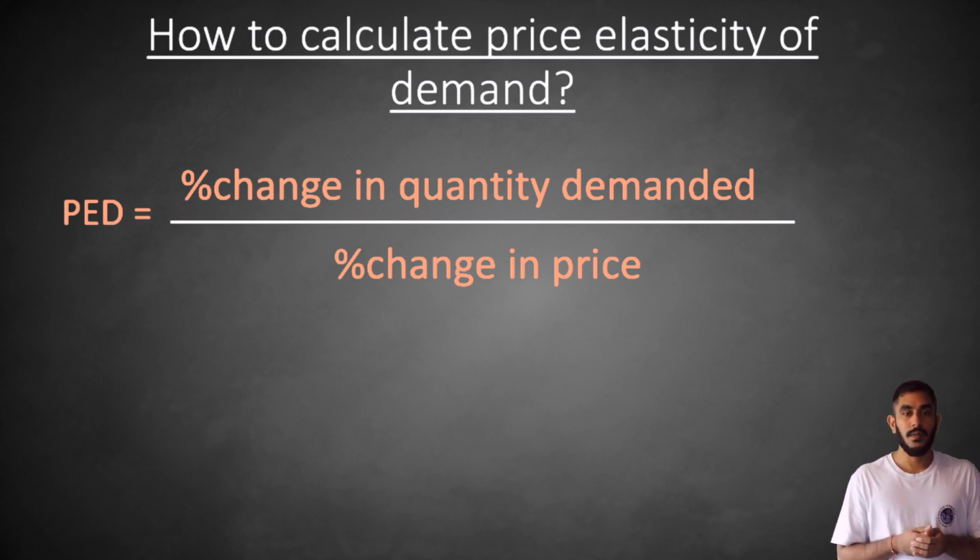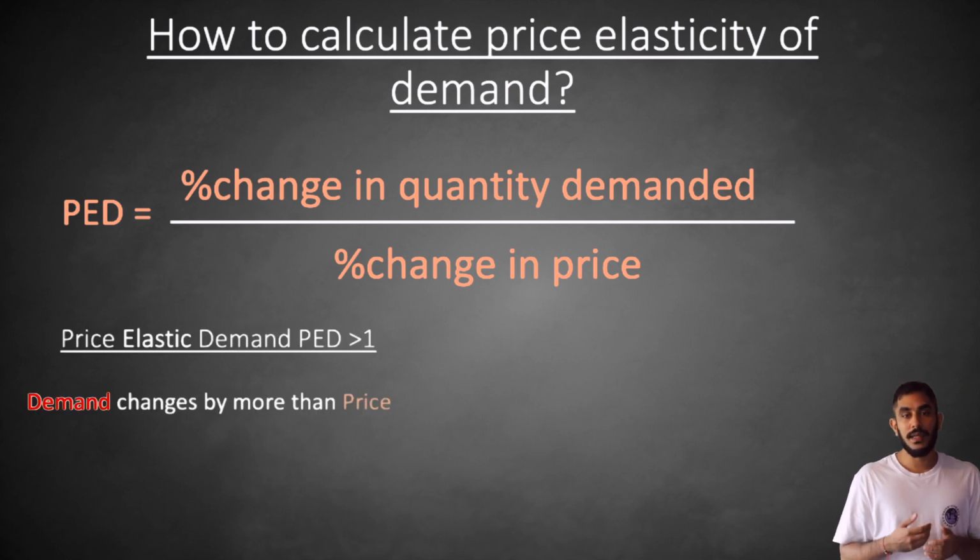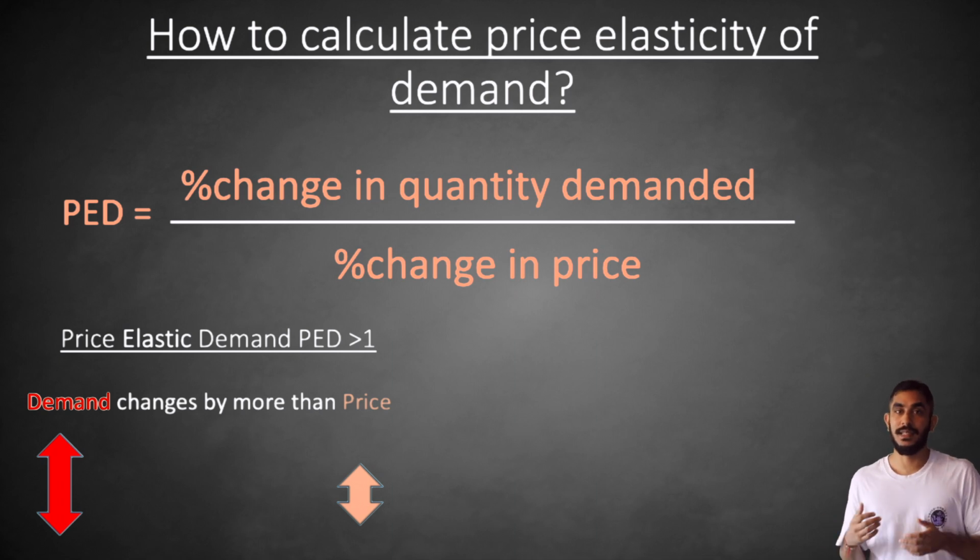The PED will always be negative because of the inverse relationship between price and quantity demanded. Therefore, when one of the numbers in the formula is positive, the other will always be negative, which means the PED itself will always give you a negative number. Ignoring the sign, if the PED gives us a value more than 1, demand for a good has changed by more than the price, meaning the good is price elastic.